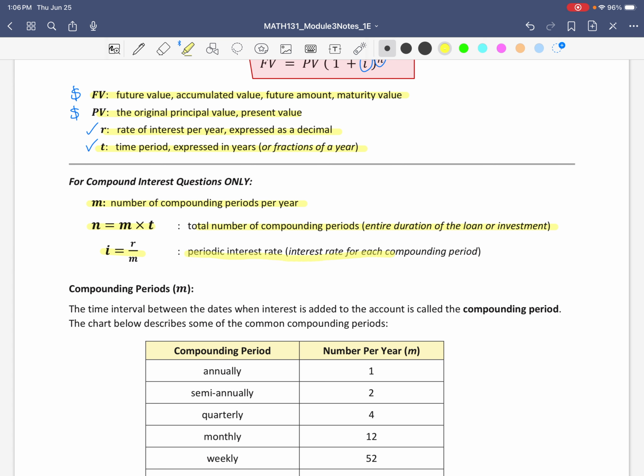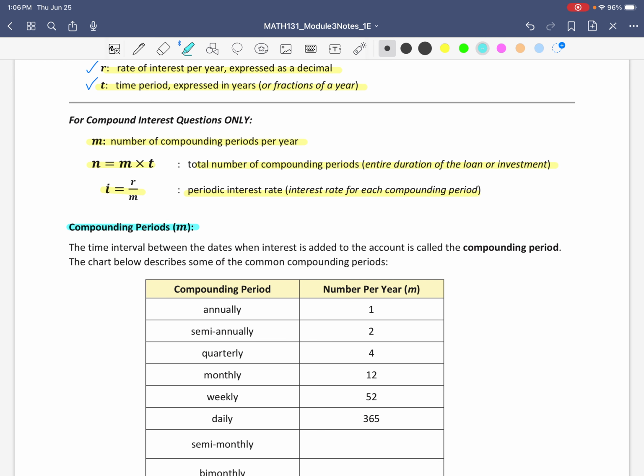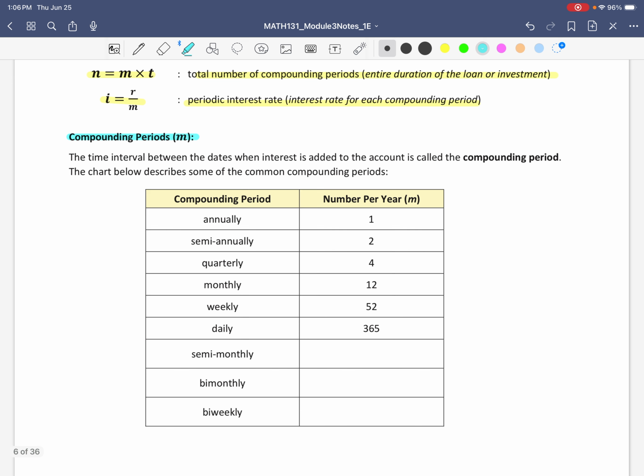Let's talk more about this M value, this compounding period. This is important because we're talking about compound interest questions. The time interval between the dates when interest is added to the account is called the compounding period. This chart below describes some of the more common compounding periods. We've got some pretty straightforward ones. Annually means once a year, semi-annually is twice a year, quarterly is 4 times a year, monthly is 12 times a year because there are 12 months, weekly is 52 because we have 52 weeks in a year, and daily is 365. That is if something was compounded daily.